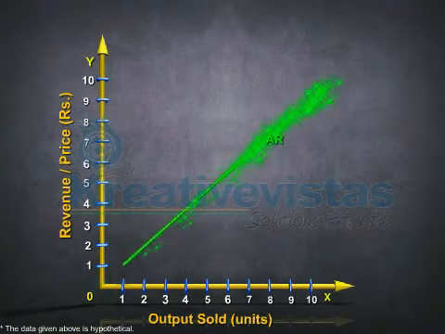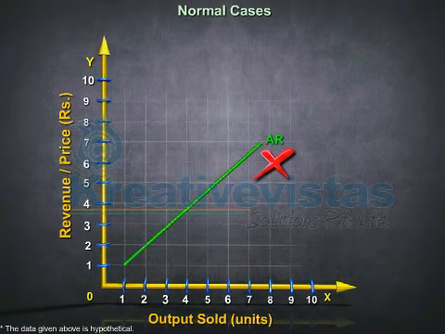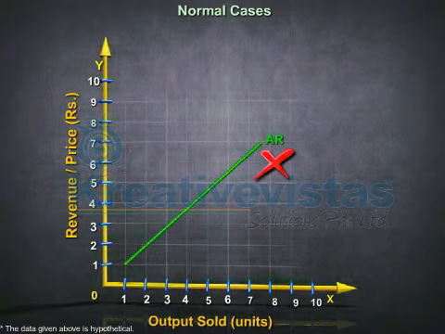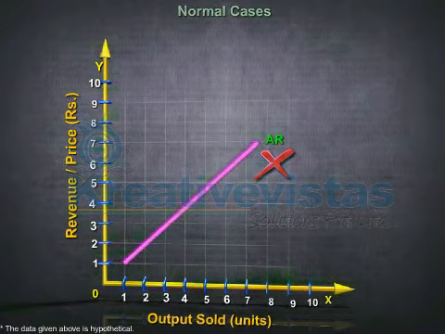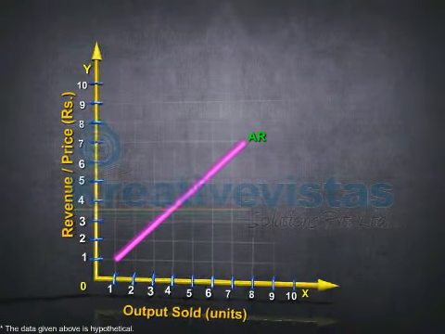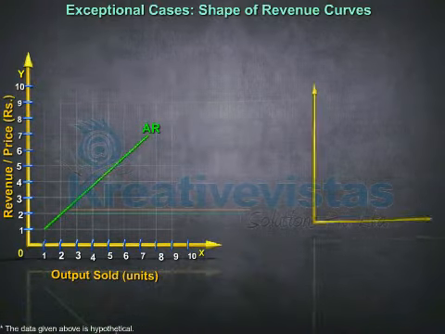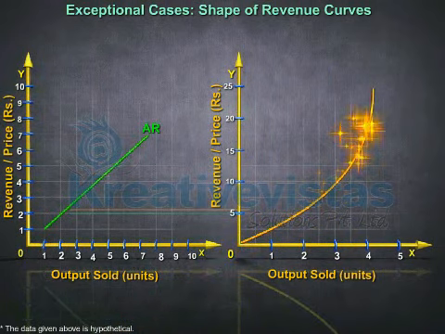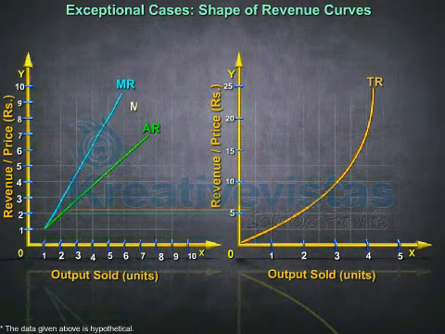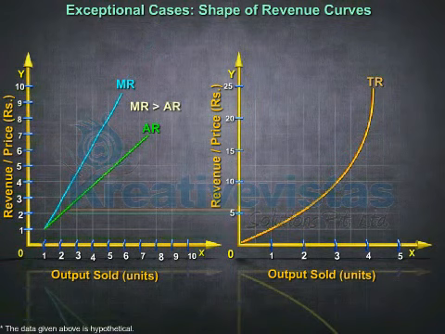Usually, the average revenue curve doesn't rise because a producer can't sell more by raising the price. However, in exceptional circumstances, if it is so, total revenue will increase at an increasing rate and marginal revenue will be greater than average revenue.